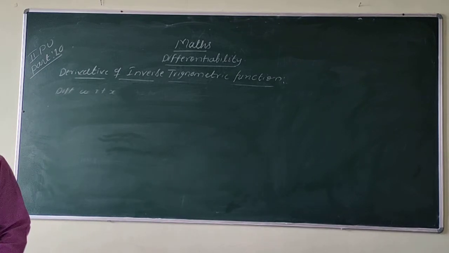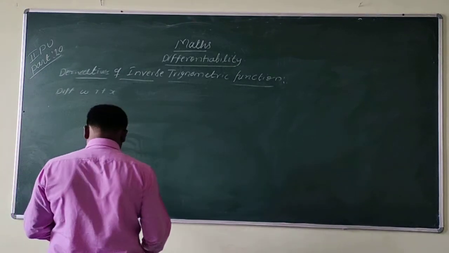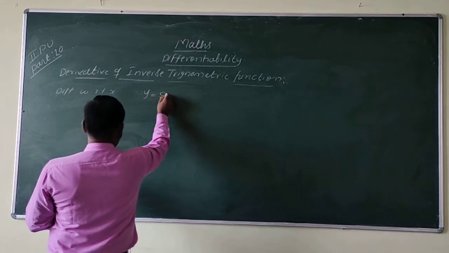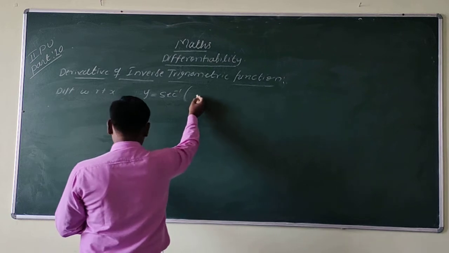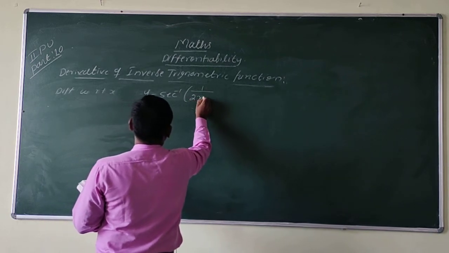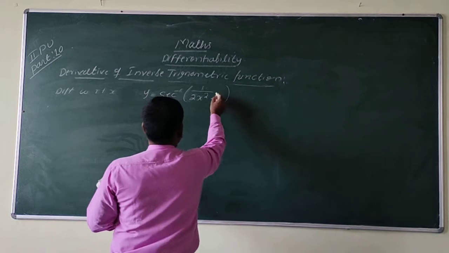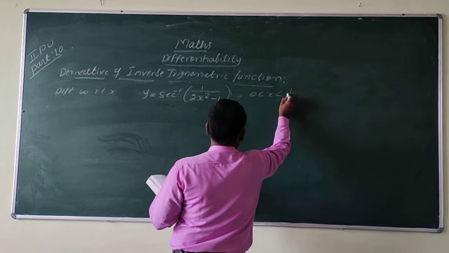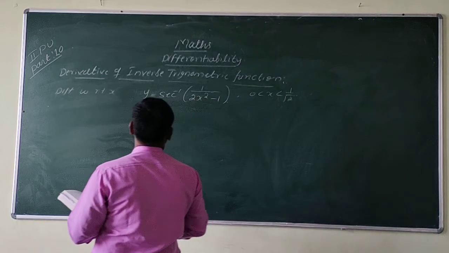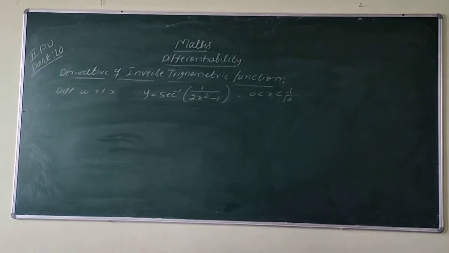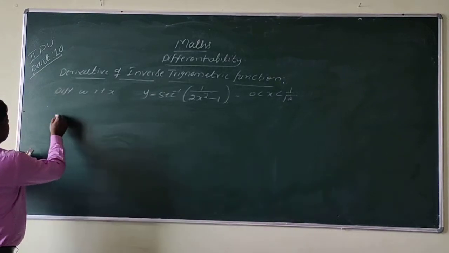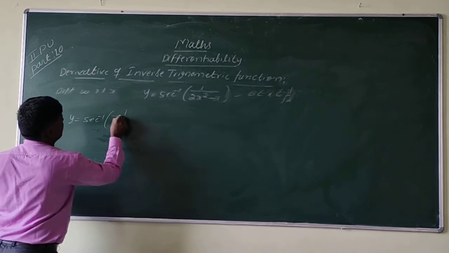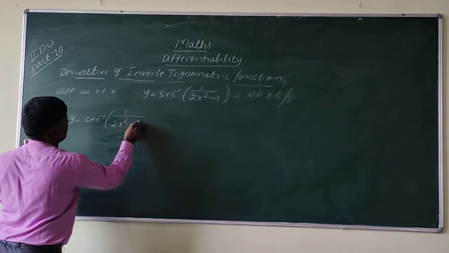Next, differentiate with respect to x: y is equal to secant inverse of 1 by 2x square minus 1, where the given condition is 0 less than x less than 1 by root 2. Solution: y is equal to secant inverse of 1 by 2x square minus 1.